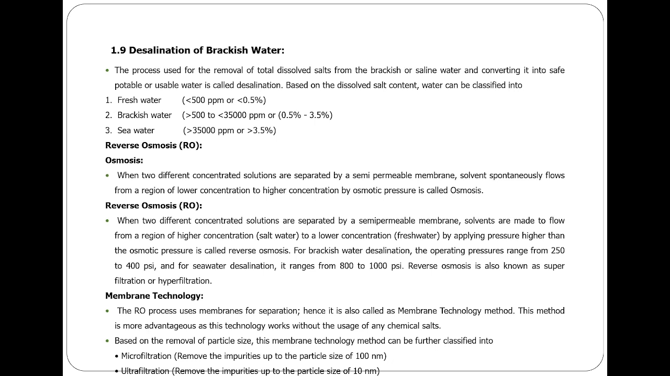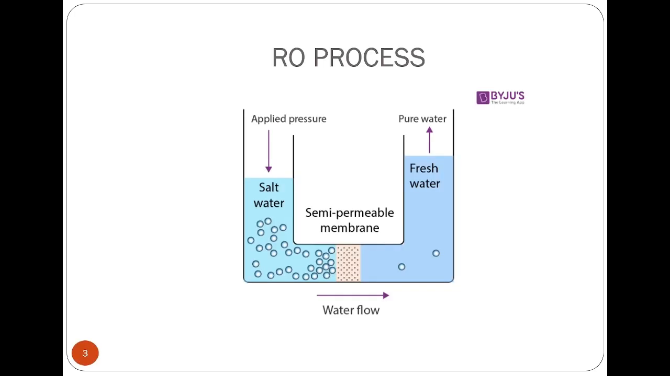So, the process is also called hyperfiltration, where this membrane technology is used. See, when you talk about this process, there are two waters. That means two solutions, we can say. One is fresh water, the other one is salt water. The salt water, where the concentration of salt is more, and fresh water, where the concentration of salt is less. They are separated by a membrane called semi-permeable membrane, shortly called SPM.